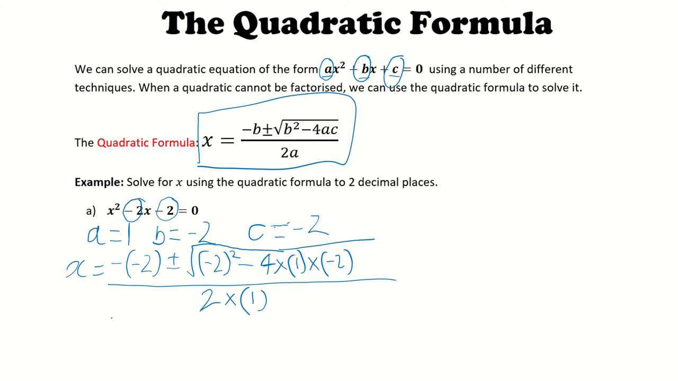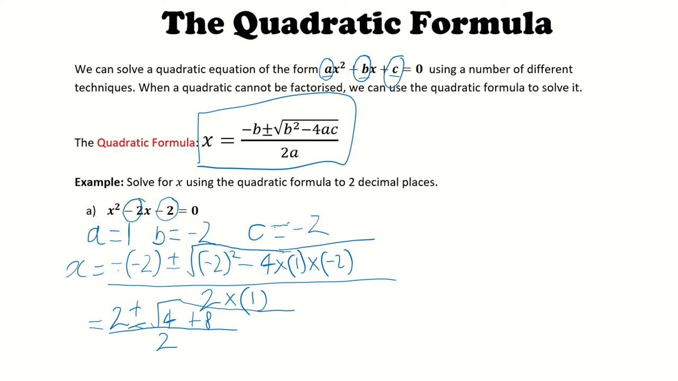So we're going to need to do some simplifying. Taking a negative is the same as plussing, so that's just 2, plus or minus. Now, -2 squared, -2 times -2 is 4. So it's going to be 4. And now we're going to simplify this. -4 times 1 is -4. -4 times -2 is +8. And then we're going to divide the whole line by 2 lots of 1. And 2 lots of 1 is 2.